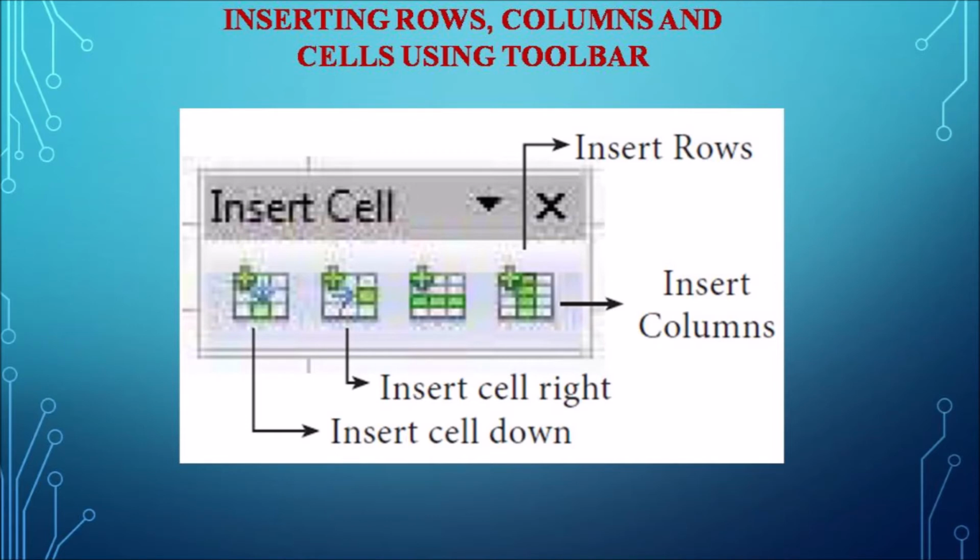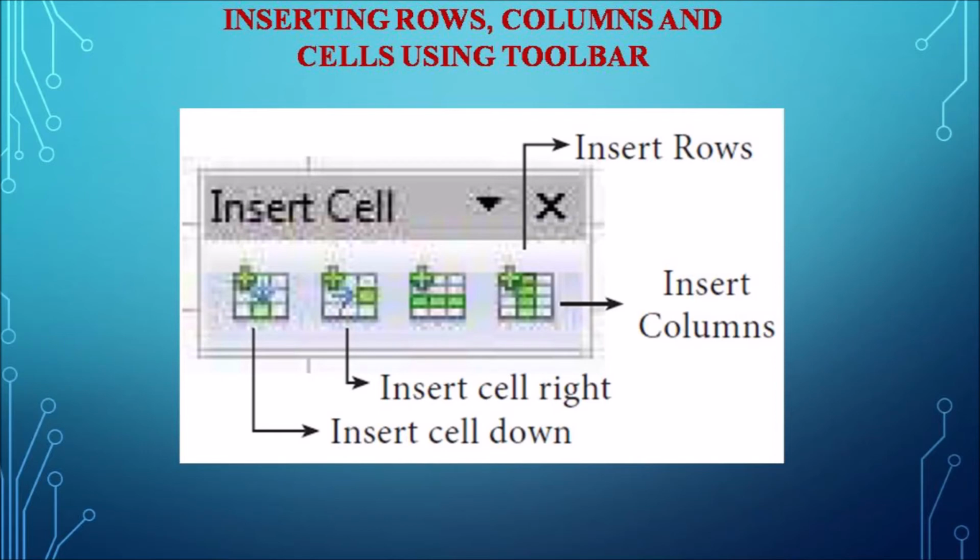The first one is inserting cells down. The plus is shown, and also the green color indication is there. Based on that indication, you can identify where to insert the new cells or rows. So insert cell down has the small middle box marked in green, and the second one is insert cell right. Again the green color icon indication is there. The third icon is inserting rows.